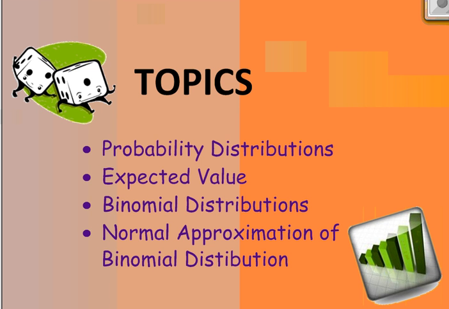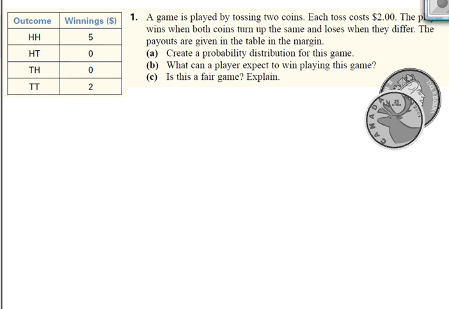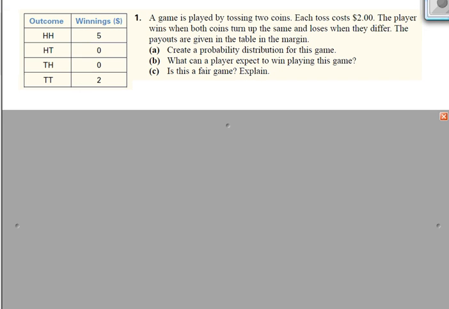Okay, so let's start looking at the questions. The first question says, a game is played by tossing 2 coins. Each toss costs $2. The player wins when both coins turn up the same and loses when they differ. The payouts are given in the table in the margin. So here's the table. The first question says, create a probability distribution for this game.